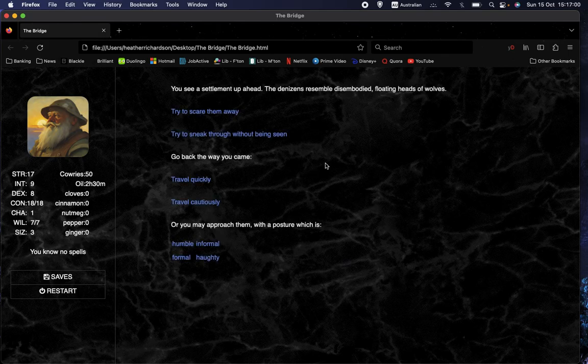All right, so I have come to a settlement eventually. You see a settlement up ahead. The denizens resemble disembodied floating heads of wolves. So I can try to scare them away, try to sneak through without being seen, go back the way I came, or I can approach them with a posture which is humble, informal, formal, or haughty.